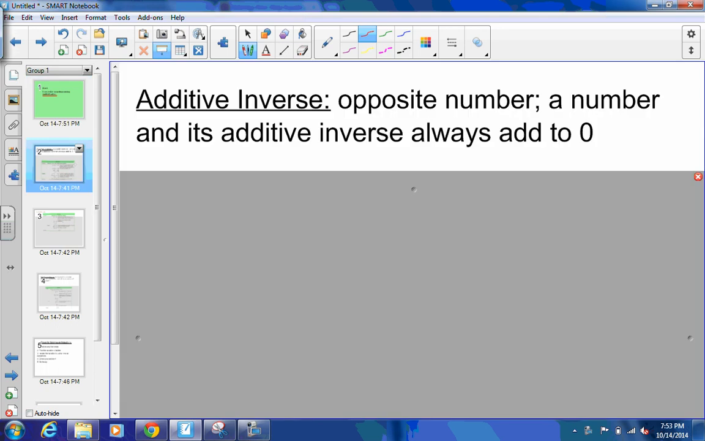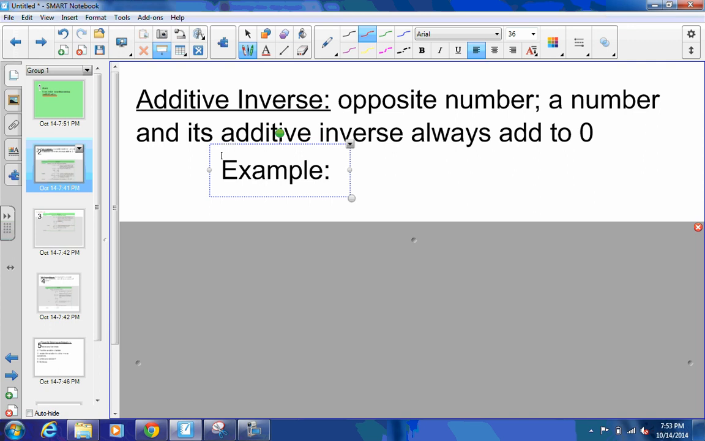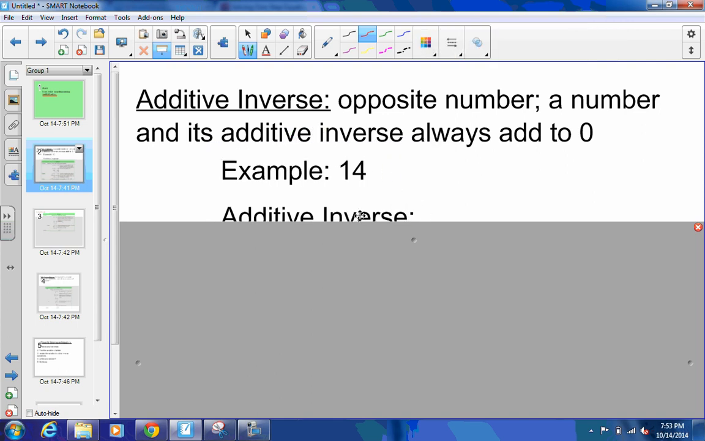All right, so quick review. We talked about inverses and inverse operations. The additive inverse, we said, was the opposite number. So if you have, for example, 14, what would the additive inverse be?